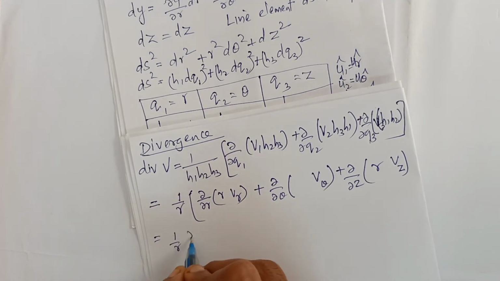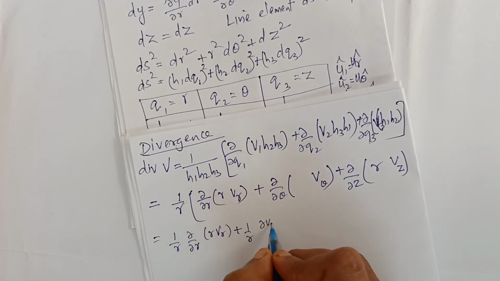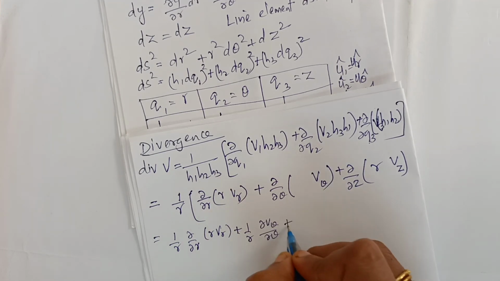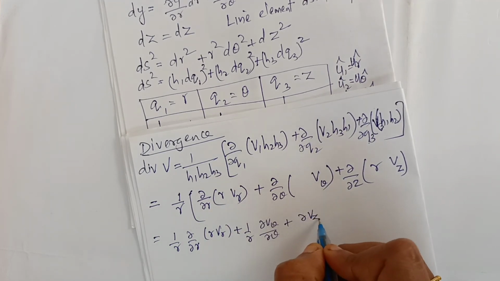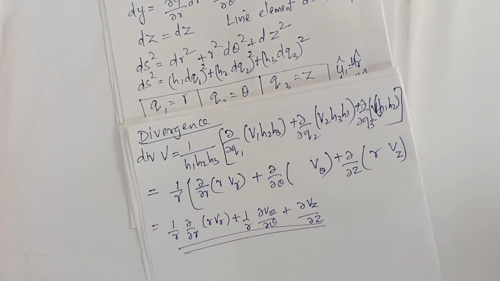Now if we want, we can again remove the bracket, or we can write it like this also: 1 by r, separately each term, dou by dou r of r vr, plus again 1 by r dou v theta by dou theta. We have just removed the bracket. Dou vz by dou z, because the 1 by r and this r has gone.